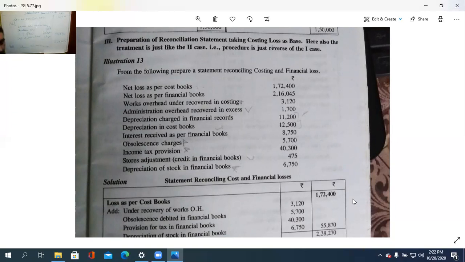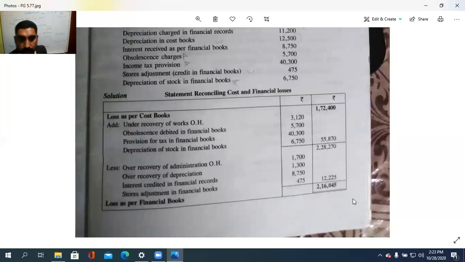Then depreciation charged in financial records and depreciation in cost books. Over recovered, so depreciation overcharged. Charge under, add: profit as per cost books, over recovered overheads add. Loss as per cost books, opposite. Okay, the opposite is the case. So depreciation overcharged. How much is it? 12,500, 11,200. So over recovery of depreciation 1,300.